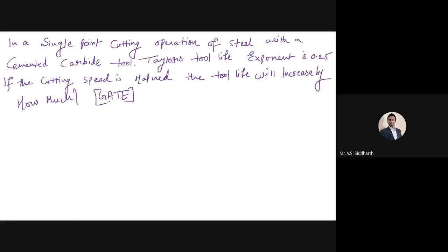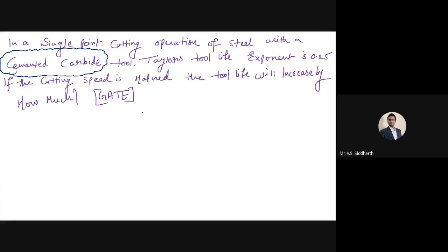Okay, done. Have you given the answers? No? Let us solve this. So what has been said in the question? Single point cutting operation of steel with the cemented carbide tool. What is this cemented carbide? I will tell you. This is a tool material actually. When we discuss tool materials in Monday's class, I will tell you what is cemented carbide in detail.